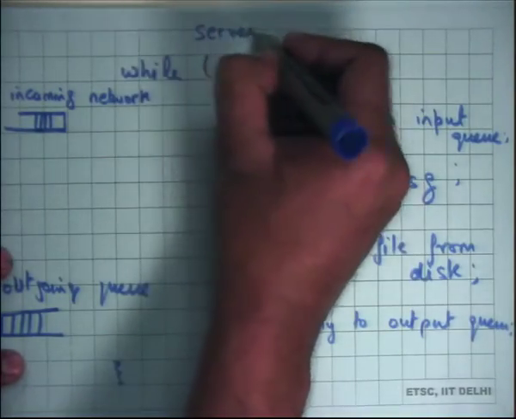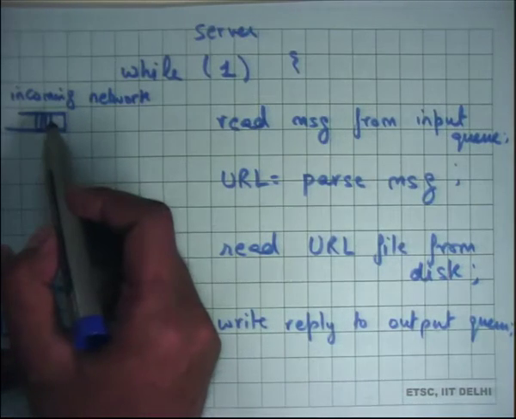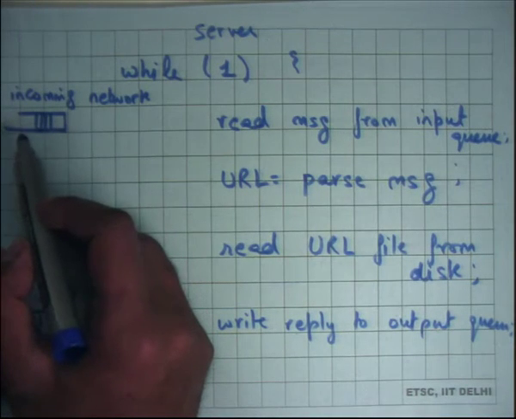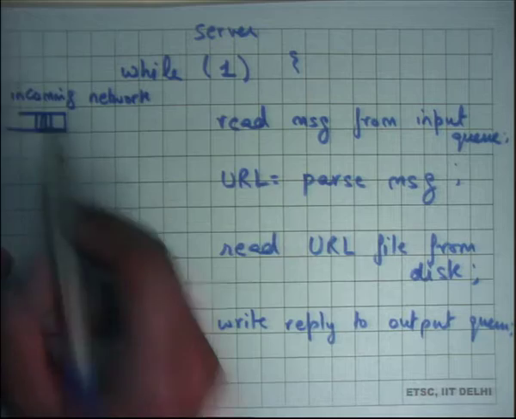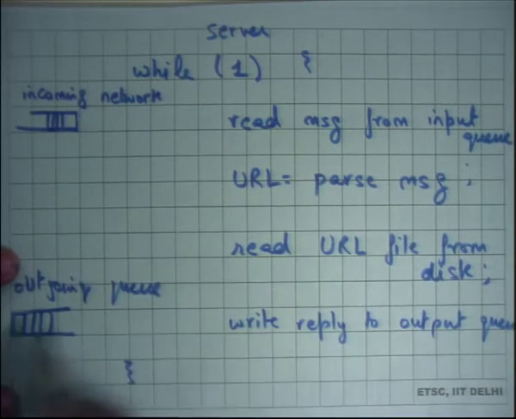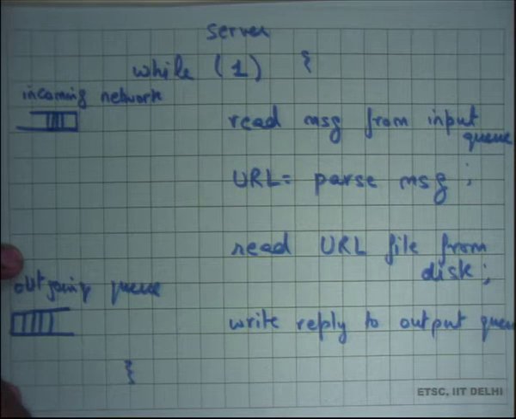So this is the server, and there is some logic which is basically picking packets off the wire from the network and putting them in the incoming network queue, and then there is some logic which is picking packets from the outgoing network queue and putting them on the output wire, right?